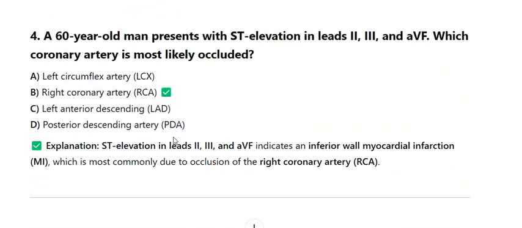4. A 60-year-old man presents with ST elevation in leads II, III, and aVF. Which coronary artery is most likely occluded? A. Left circumflex artery, LCX. B. Right coronary artery, RCA. C. Left anterior descending. D. Posterior descending artery. Explanation: ST elevation in leads II, III, and aVF indicates an inferior wall myocardial infarction, MI, which is most commonly due to occlusion of the right coronary artery, RCA.